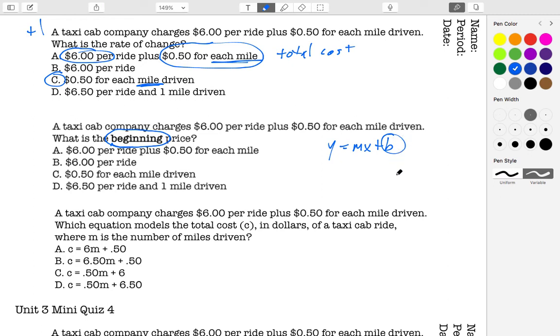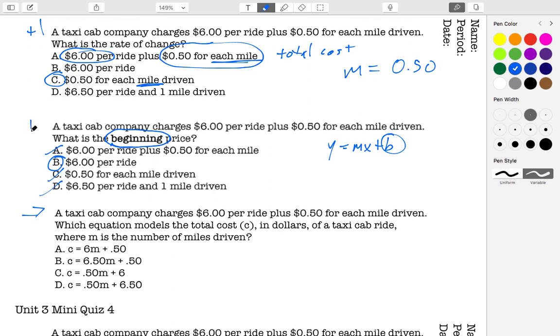So this is a way to memorize how to put it in, which is going to help us on this third one. Because for this one, we found that m is 50 cents. That's your rate of change. So back to this one. Is your beginning point $6 per ride plus 50 cents for each mile? No, this is still about your total cost. What about $6 per ride? Yes. This one's your beginning point. And $6.50 per ride and 1 mile driven? No, that's way off.